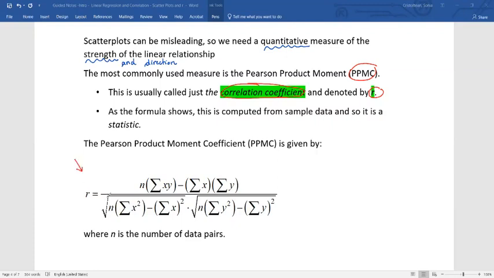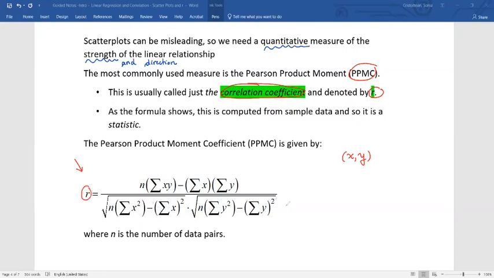How do we find R? Keep in mind, we are working with pairs x, y. These are ordered pairs. If we find the summation of x times y, and then find the summation of x, the summation of y, the summation of x squared, and so on, we should be able to plug in this formula and find R.